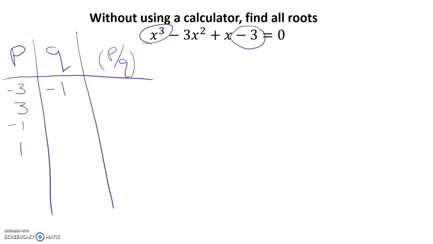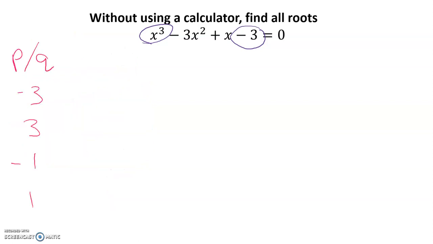So first of all I'm going to do p divided by q when q equals -1. So -3 divided by -1 is 3. 3 divided by -1 is -3. -1 divided by -1 is 1, and 1 divided by -1 is -1. Now I'm not going to do the other q value of 1 because it's just going to give us the reverse of all our answers, which means we just end up with the same set of values.